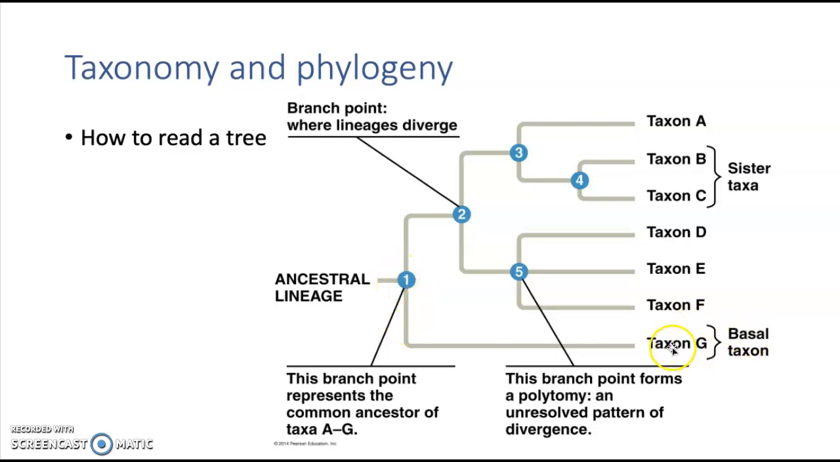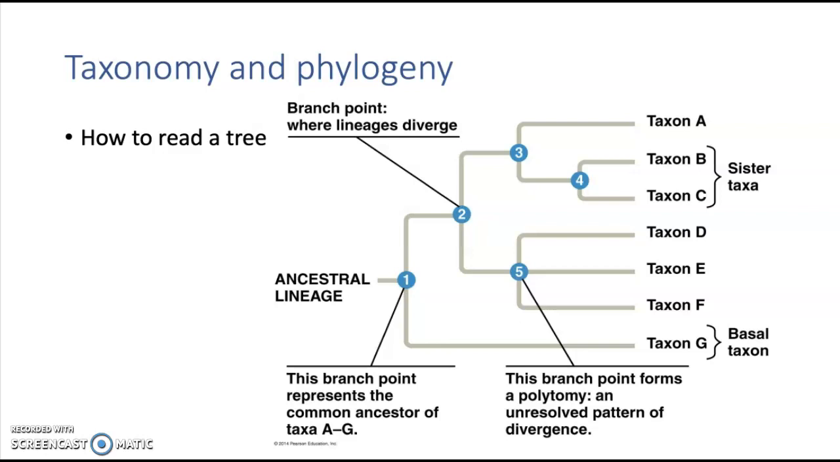So taxon G, the basal taxon, we sometimes call an outgroup, farther out from everybody else. And this group, A, B, and C, is the sister to D, E, and F within there. Okay? So anytime we look at the relationships between different taxa on these trees, those relationships are really represented by these branching points. All right, got that. So how do we actually build these trees?